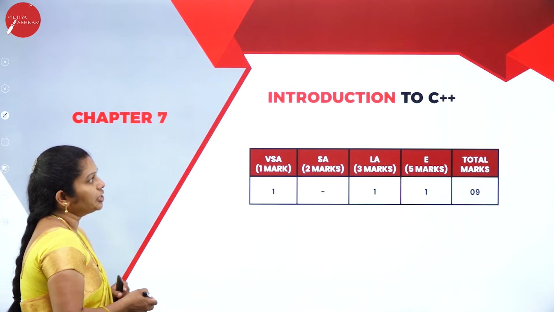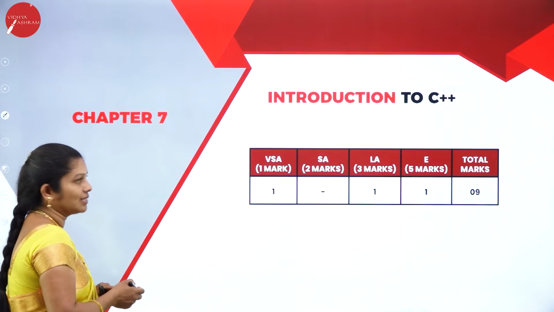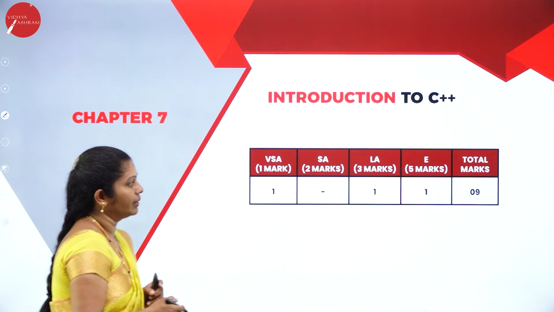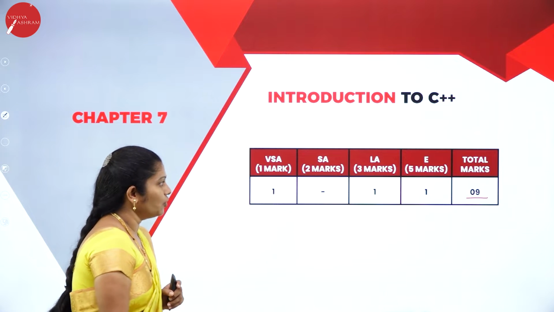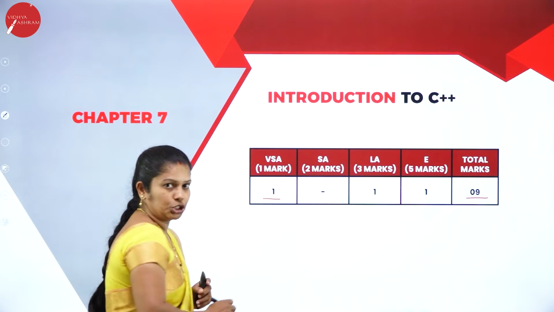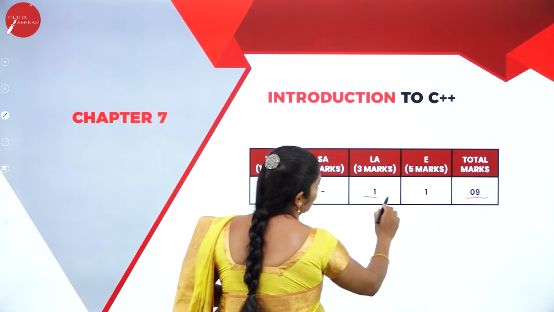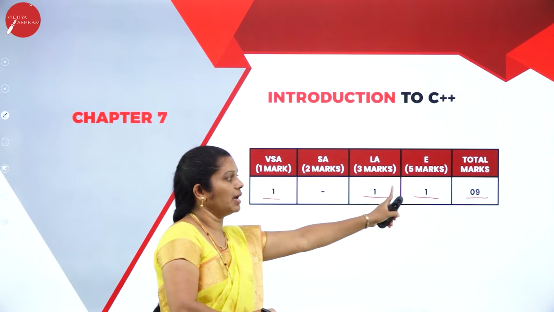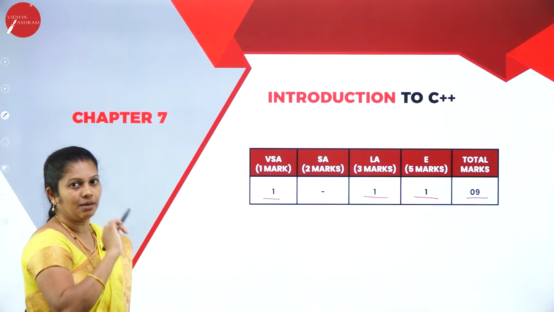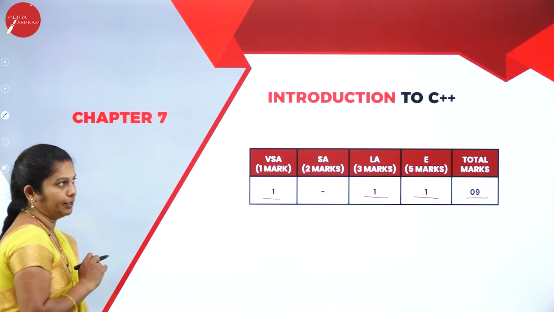Next one, Introduction to C++, that is the 7th chapter. On this chapter, the total weightage is 9 marks in the annual exam. Out of 9 marks, in part A 1 question you will get, in part C 1 question as well as in part D 1 question: 1 mark, 3 marks, 5 marks. Totally 9 marks you will get from this chapter.